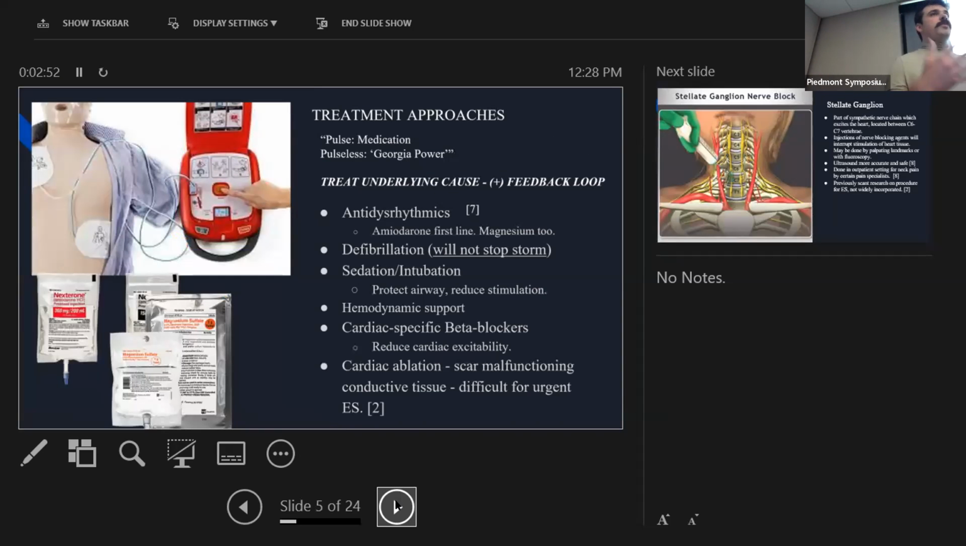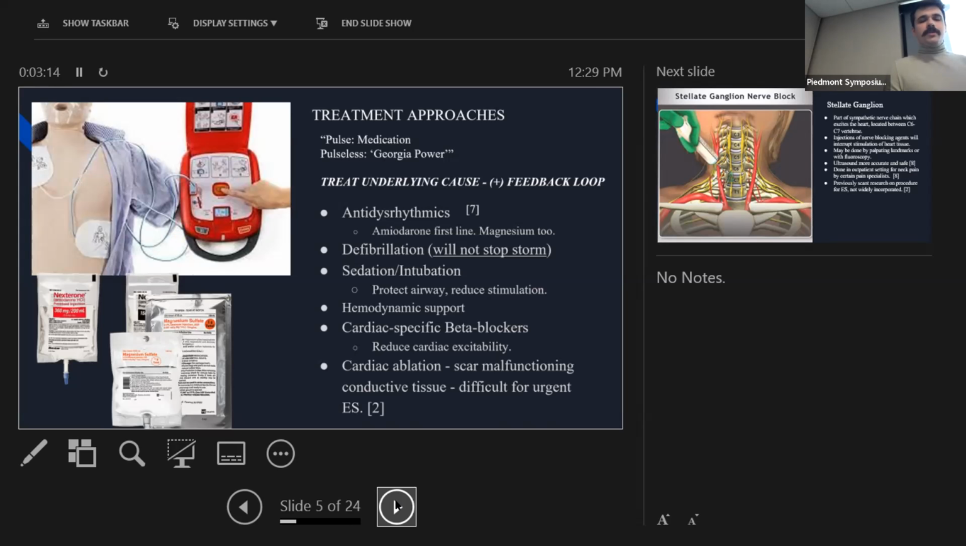So what is the current treatment approach that we're comparing to? Well, this is that classic thing you see on TV where they break out the old school defib paddles and shock the patient. But we don't always shock. A friend of mine likes to say if they have a pulse, we'll try and treat you with medication. If you don't have a pulse, Georgia Power. But we have to be aggressive with this.